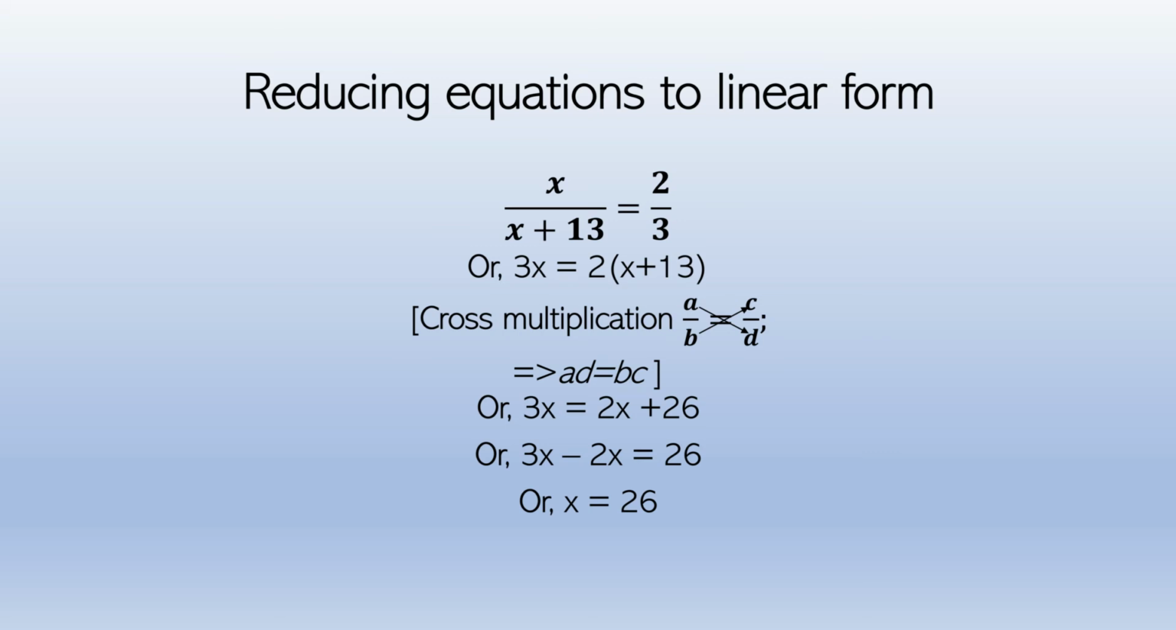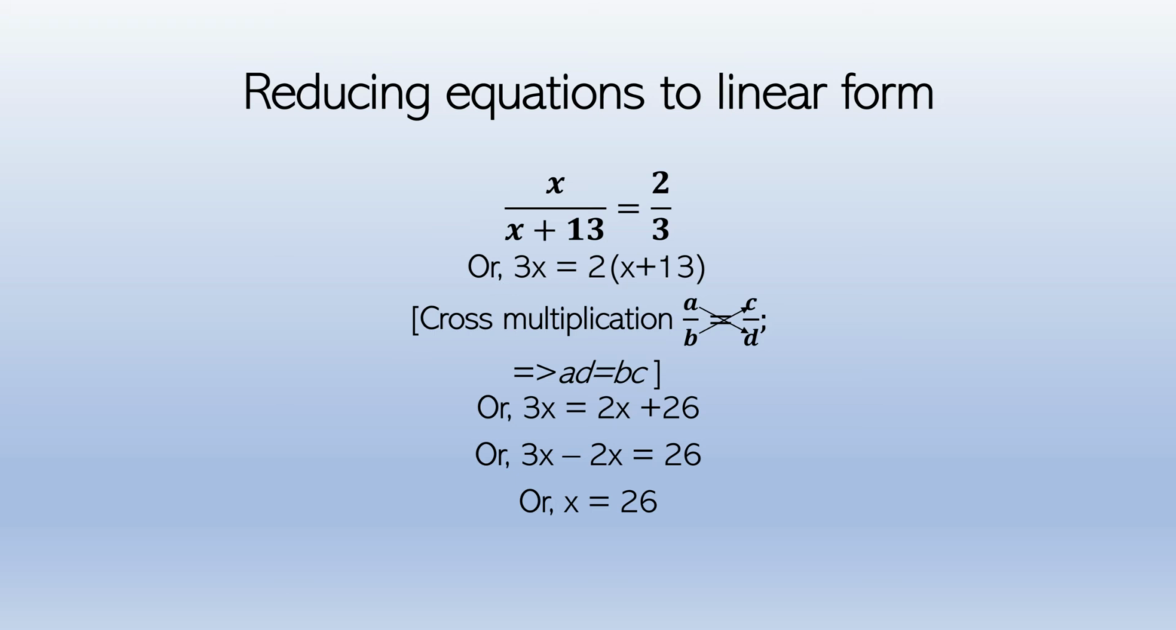Coming to the last method, reducing equations to linear form. Let's take an example: x by x plus 13 equal to 2 by 3. To solve these equations, first we have to reduce the equation to linear form by using the cross multiplication method. For that, first let us understand what the cross multiplication method is. Suppose a by b equal to c by d is an equation.